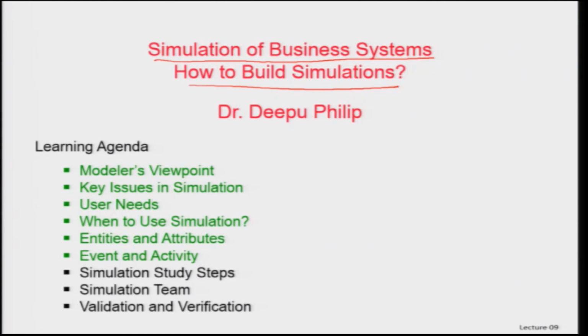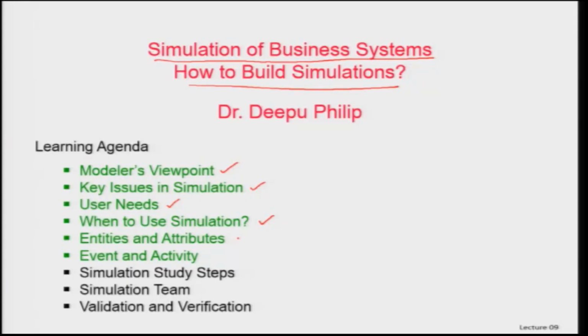In the past class, we went through what a modeler's viewpoint is and what the key issues related to simulation are, and how those key issues result in developing the appropriate model. We also covered the typical user needs associated with simulation, and when simulation is applicable to solve a business problem or to study a business system. Then we looked into the different viewpoints of entities and attributes: what entities are, what attributes are, and how entities work in a system to simulate the behavior, or the time dependent behavior, of the system.